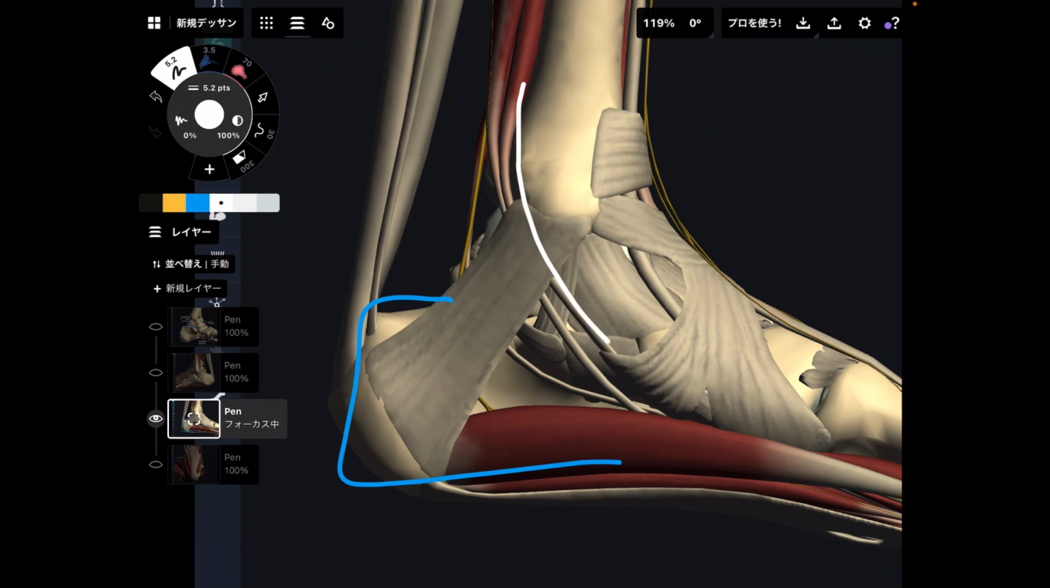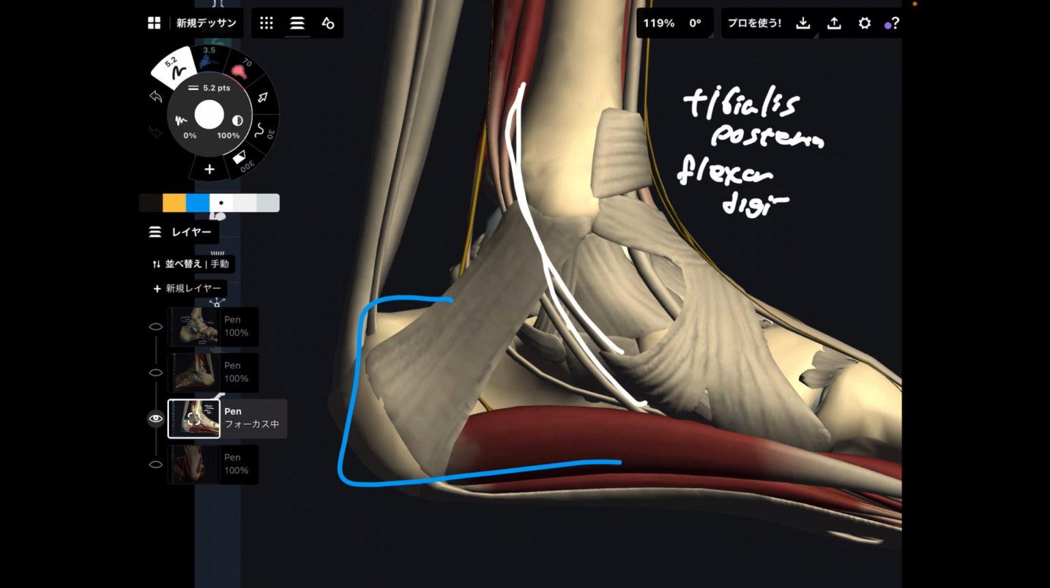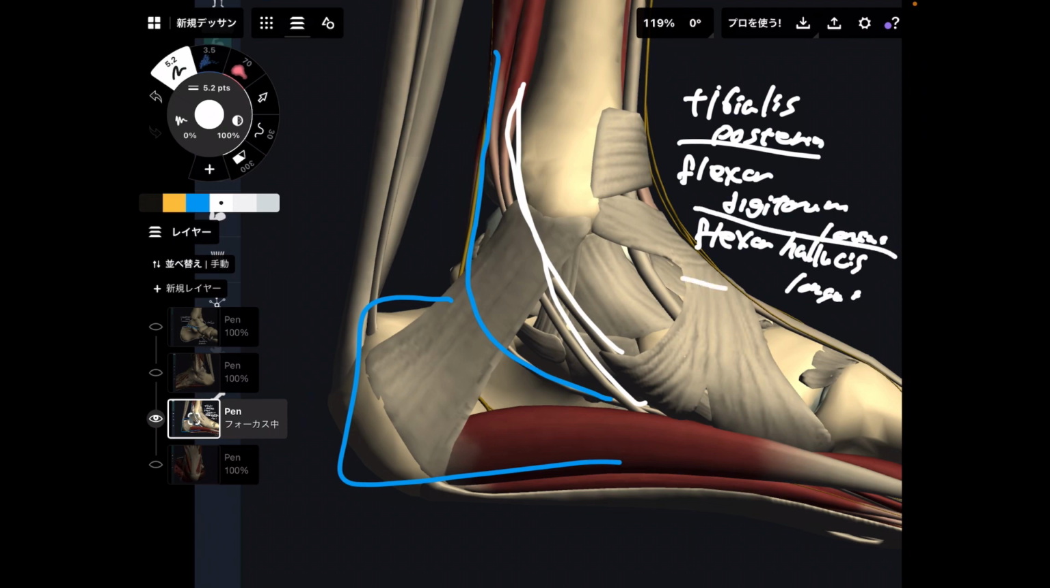Let's go to this one. This is tibialis posterior. Next one, this is flexor digitorum longus. The last one is this one. It's a little bit hard to see. This is flexor hallucis longus. Tibialis posterior, flexor digitorum longus, and flexor hallucis longus do inversion.